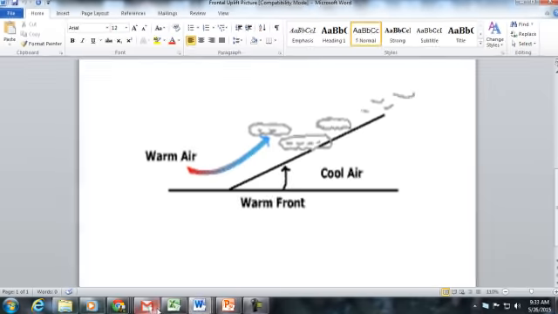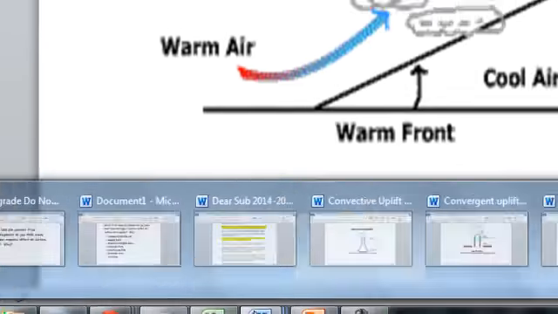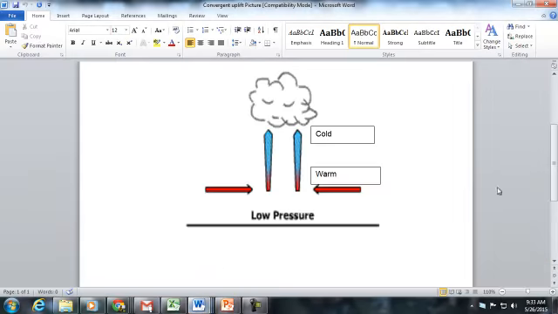It can also look like this for convergent uplift. When we have two warm air masses coming together, it's kind of like a convergent boundary, where neither one wants to subduct, so they both uplift. And as they uplift, they become cooler, because we know our atmosphere is cooler the higher you go, and will come up, condense, and eventually we'll have some rain.